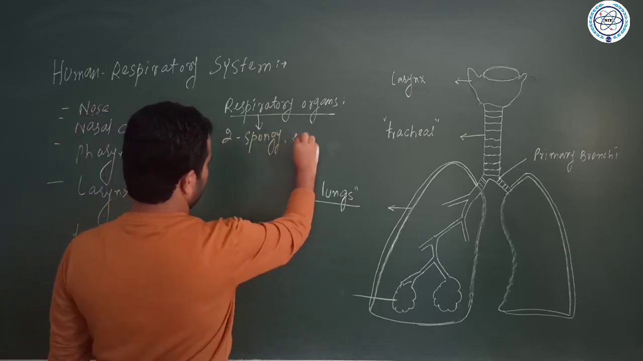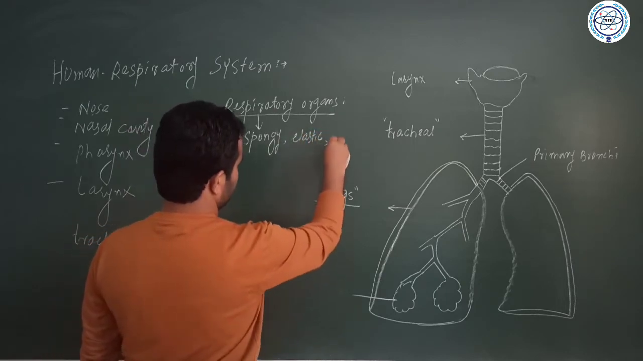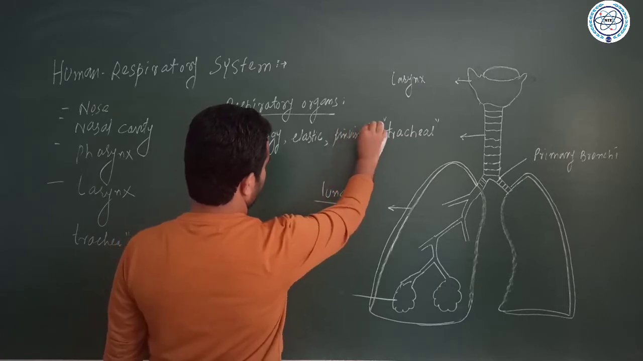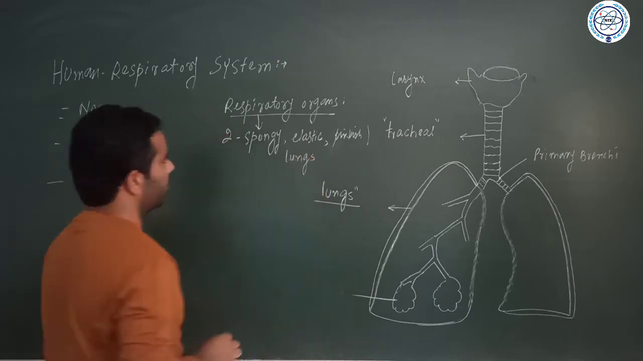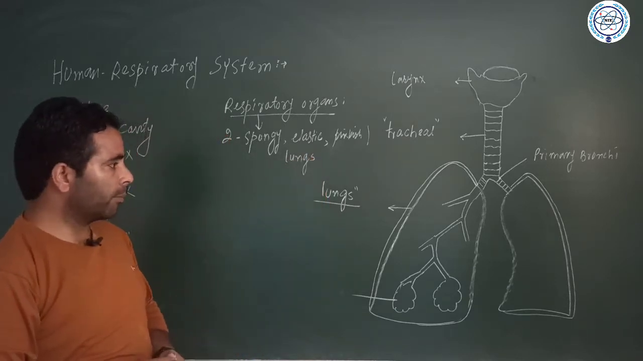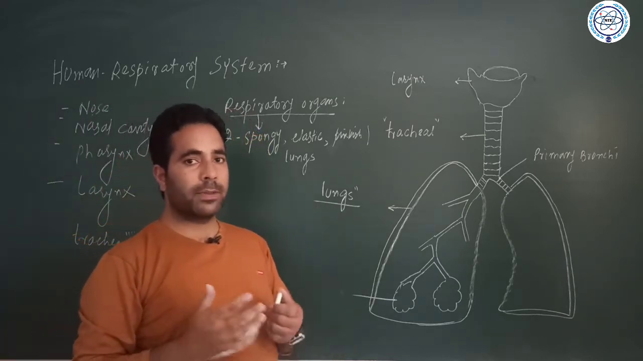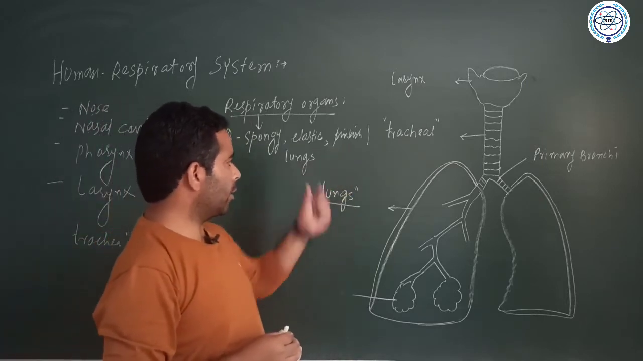elastic, and so far as color is concerned, almost pinkish in color, pinkish lungs. So there are two lungs, elastic lungs, which have elasticity because there is expansion and contraction in the lungs during the process of inspiration and expiration, right? So they must be elastic and they are pinkish in color.